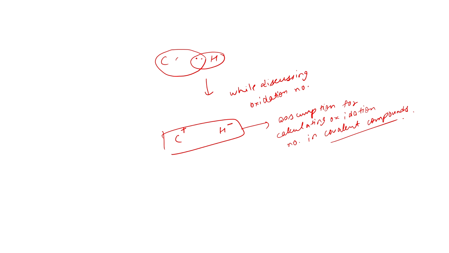CH4, if I say CH4, total oxidation state. Hydrogen is minus 1 because this is gaining electrons, the more electronegative atom, minus 1. Carbon is giving 1 electron to hydrogen, so it gets plus 1, right, but there are 4 hydrogens, that means its oxidation state is plus 4.